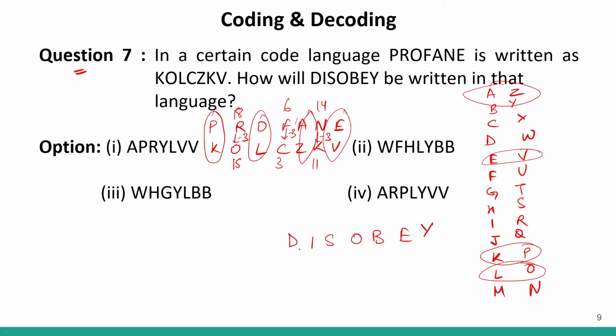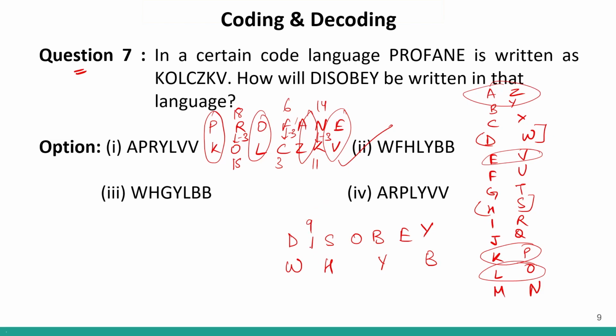So first, we have to find the opposite letter. For D, it is W. For S, it is how much? For S, it is H. For B, it is Y, and for Y, it is B. Correct? So we have gotten W, H, Y, B, which I see in option number 2. So this will be your answer. But let us solve it. Okay?